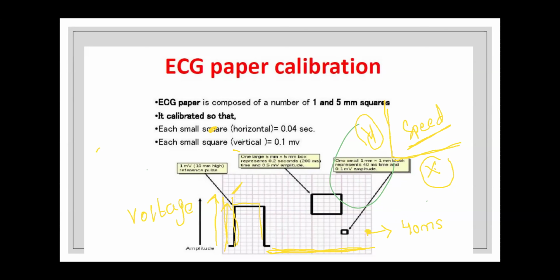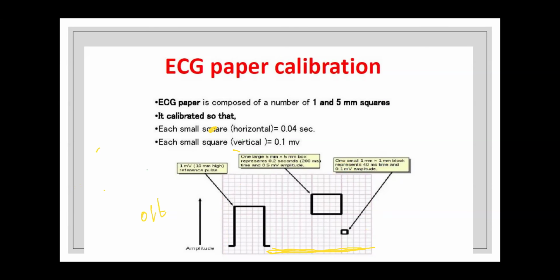Okay, so the voltage of one box is equal to 0.1 millivolt. So one small box is equal to 0.1 millivolt. It is written in this box that one small box is equal to 40 milliseconds of time, which refers to speed, and 0.1 millivolt, which is represented by the amplitude or the voltage. Okay, so this is about our smallest box, one small box.